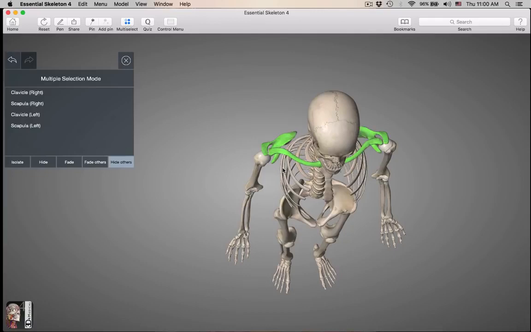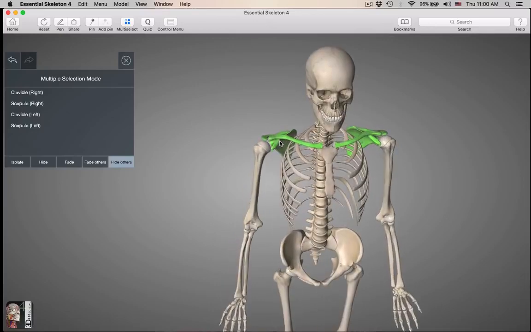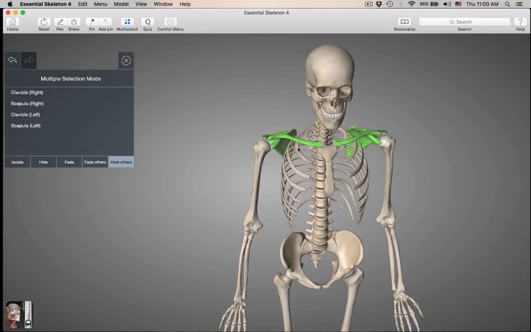It's really hard on a 2D video to tell you how to do a right from a left. So make sure you study with the real bones. 2D is not like 3D. So let's start with the clavicle.